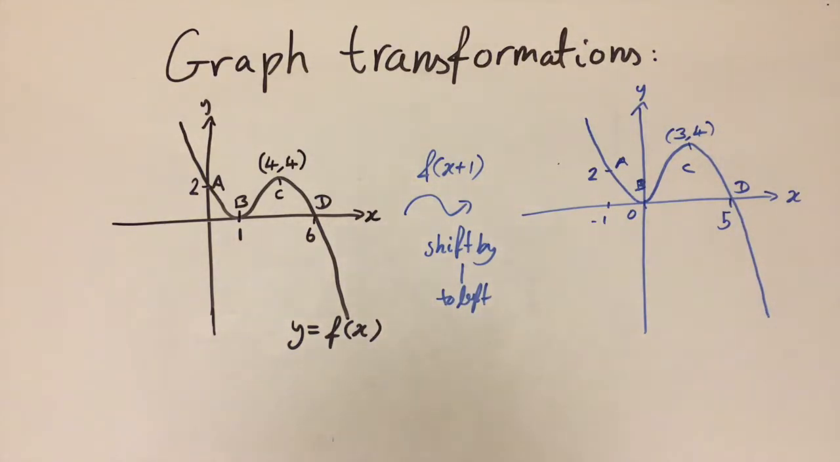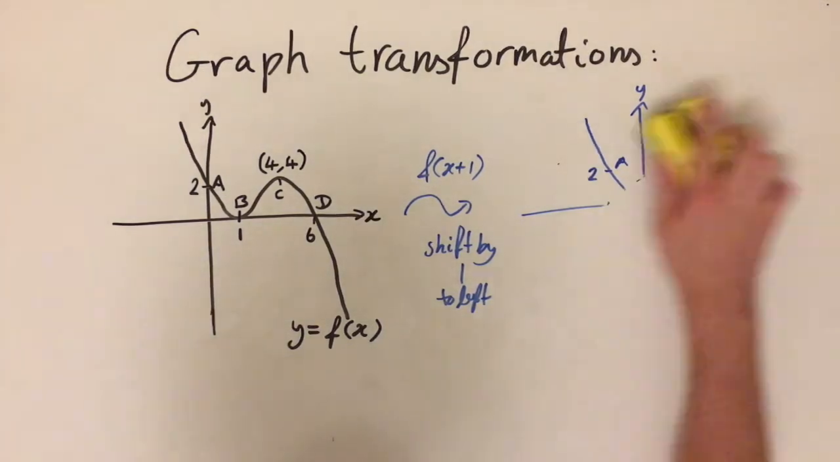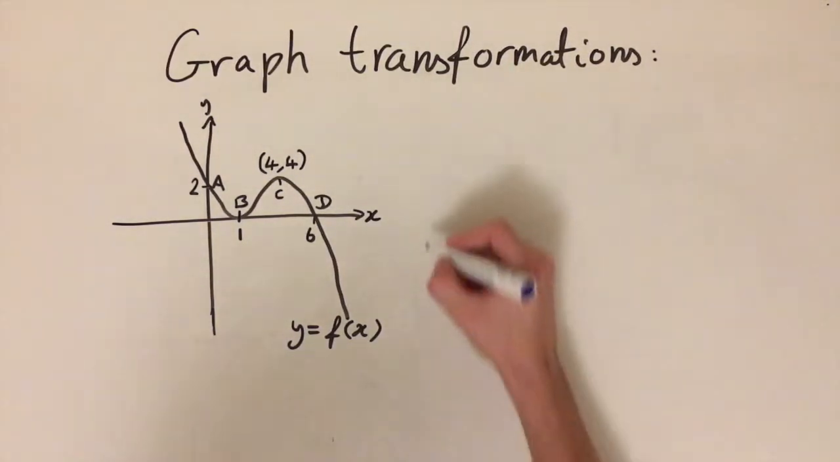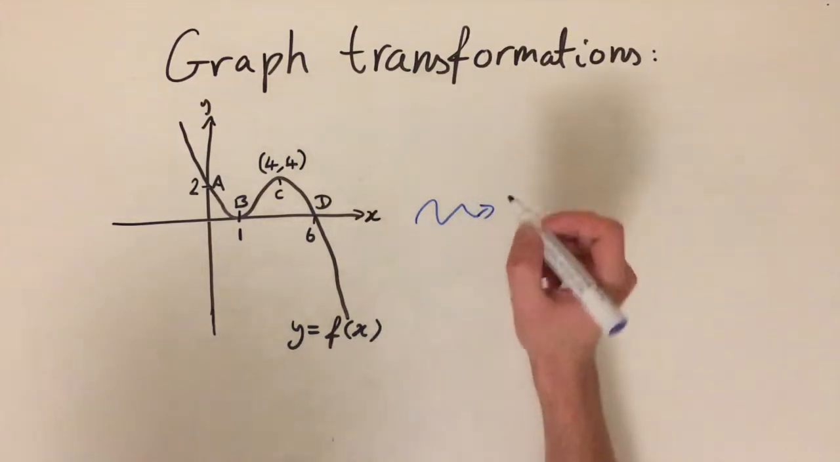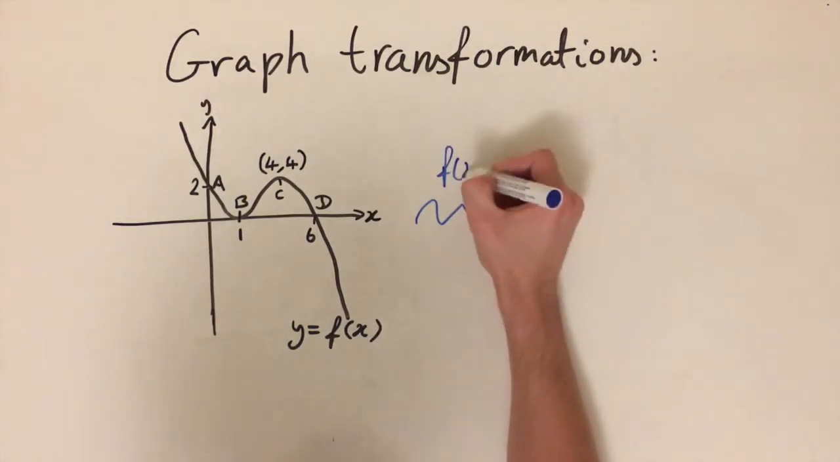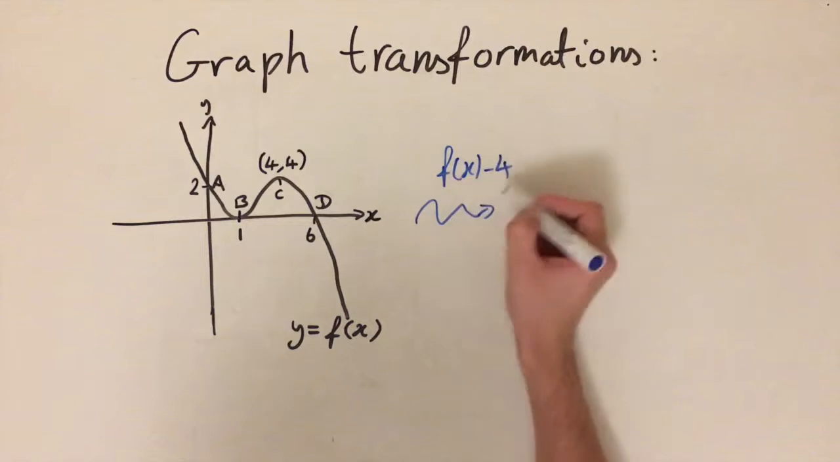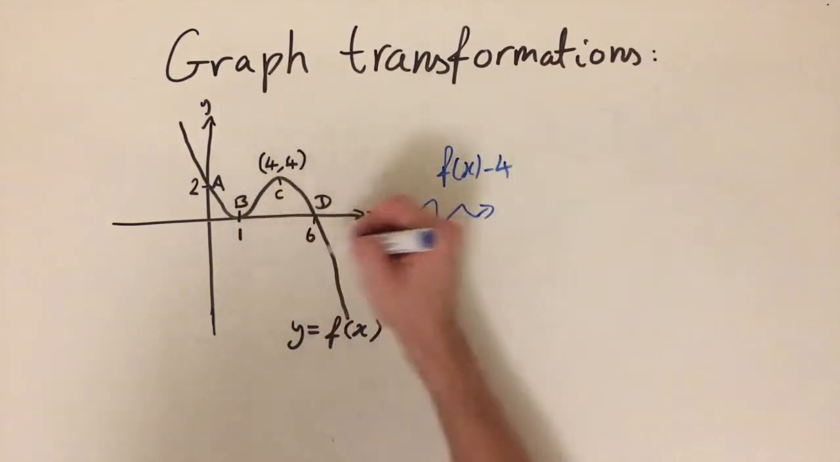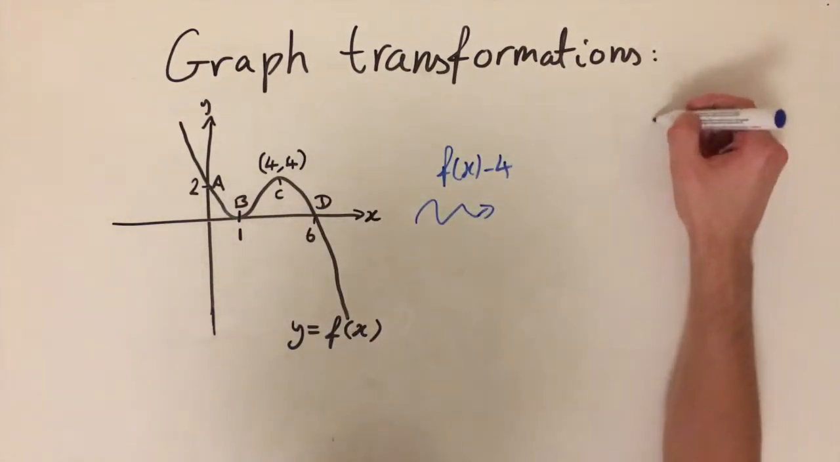So we're going to look at a few more examples. Let me clear up some space first. Okay, so now we're going to do a different transformation. This time we are going to do f of x minus 4. So we want to have a look at what this function looks like under this transformation.